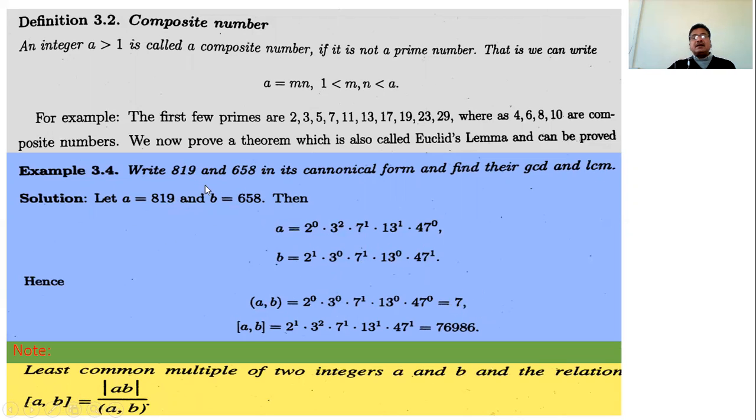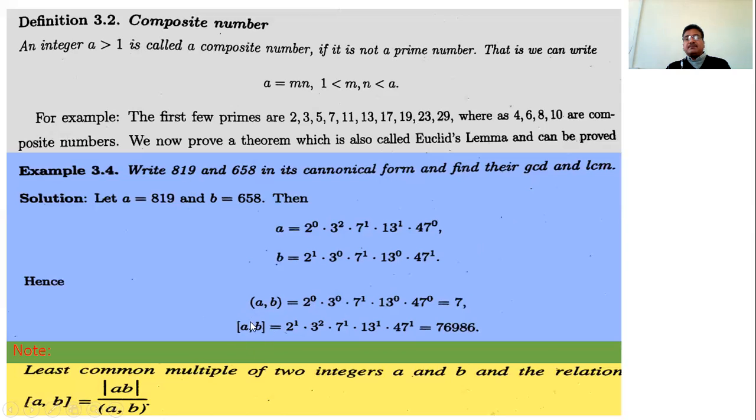We can also find the greatest common divisor of these two numbers by using the Euclidean algorithm. But here the instruction is to write the numbers in canonical form and then find the greatest common divisor. So write the canonical form and then find the greatest common divisor. This is the notation for the greatest common divisor: round bracket a comma b.